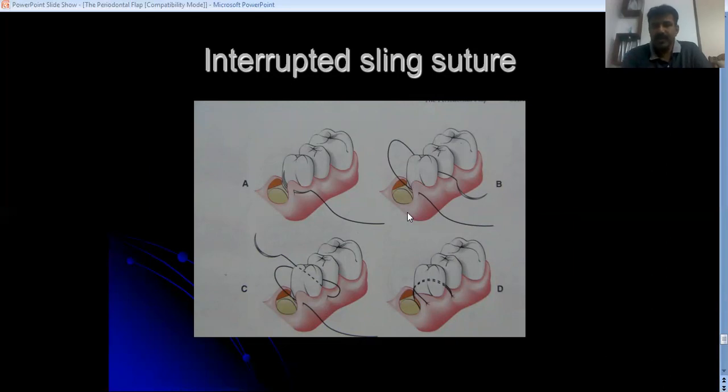So what we discussed here are basic things for doing flap surgery: what the different types of flaps are, how you classify flaps, how you classify incisions, and what the suturing materials involved are. Hope it was informative for you.